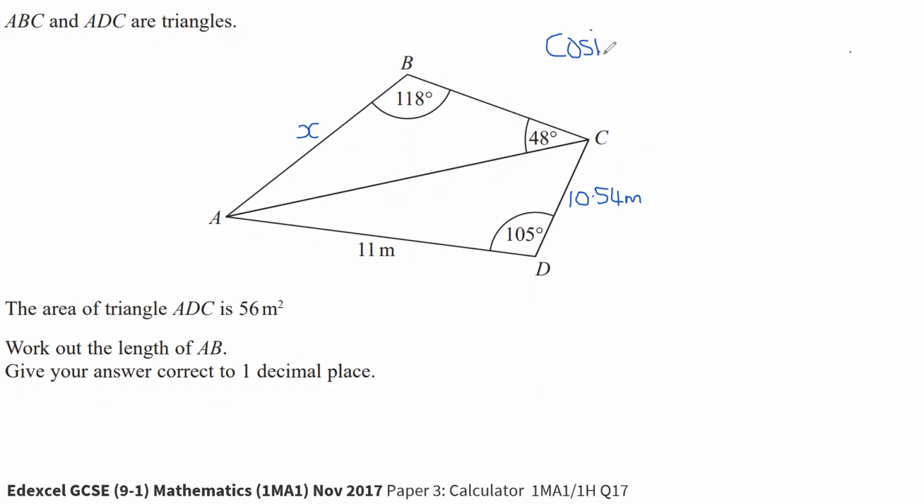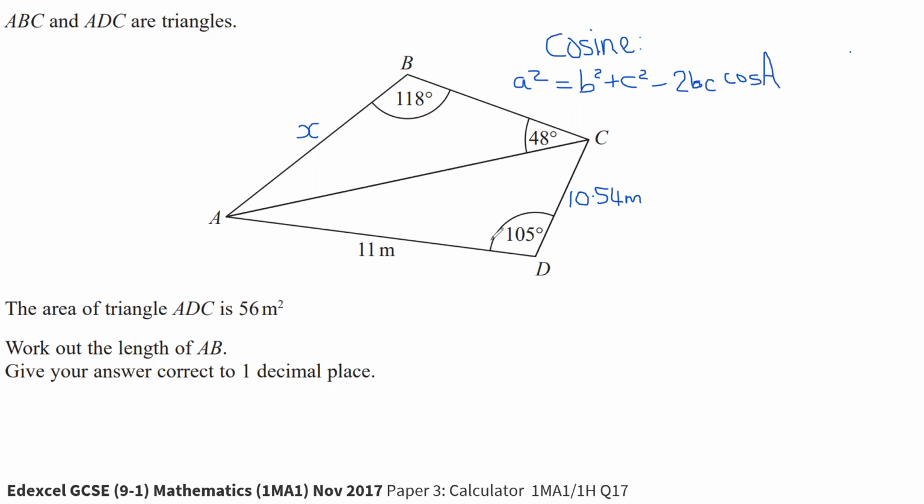So if I just write down the cosine rule, this is probably the longest rule. It starts off very similar to Pythagoras, actually. So we've got a squared equals b squared plus c squared, but then we minus 2bc cos A.